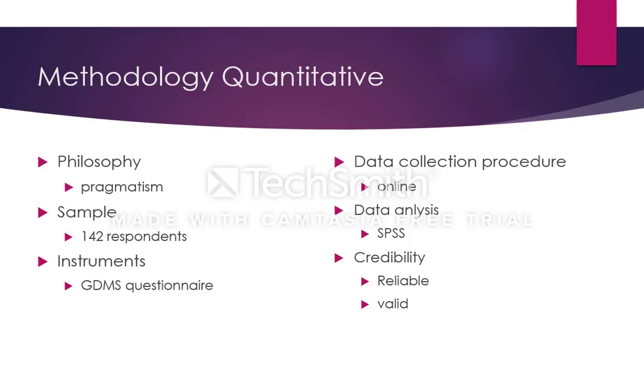quantitative. For the quantitative data, a sample of 142 respondents of business students of the Hanse University is used. A GDMS questionnaire is used to collect the data. This questionnaire consists of 25 questions with 5 questions per decision-making style. A 5-point Likert type scale is used to answer the questions.